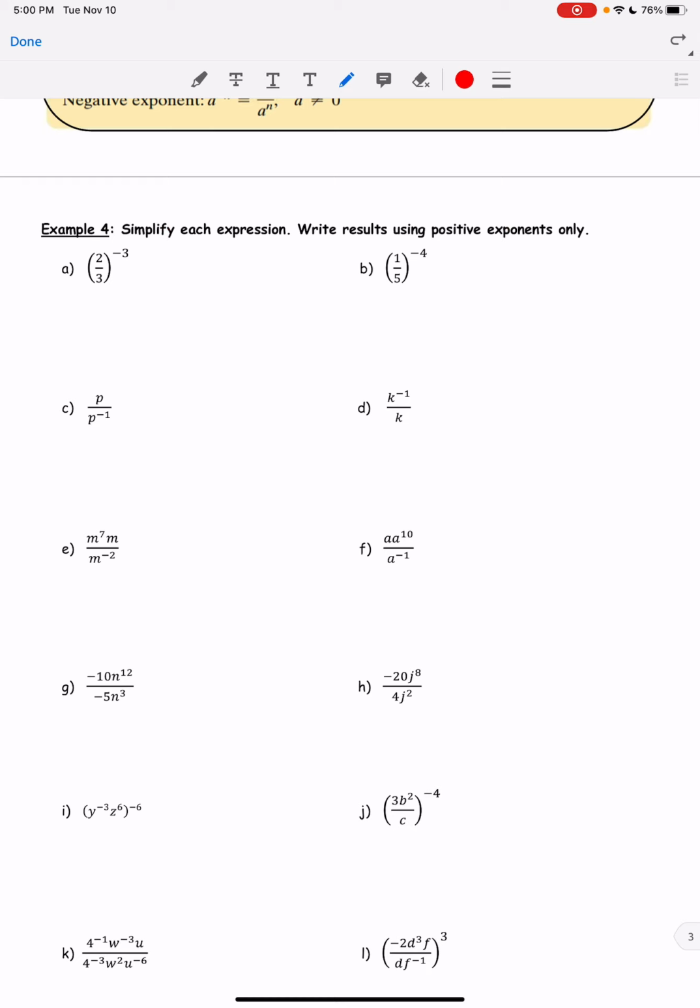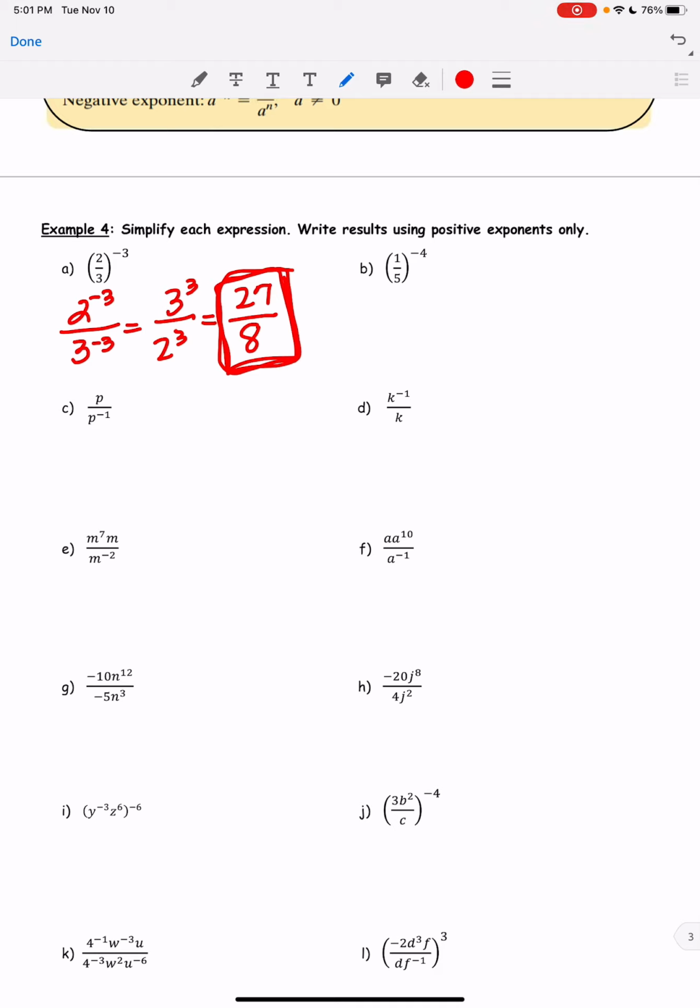On A, if I use that power rule first, distribute it to everything in top and bottom. So I've got 2 to the negative 3 over 3 to the negative 3. Before I evaluate, I'm going to get positive exponents. So my 3 needs to go up and my 2 needs to go down since those exponents are negative. So now I've got 3 cubed over 2 cubed. And now I can evaluate. 3 cubed is 27 over 2 cubed is 8.